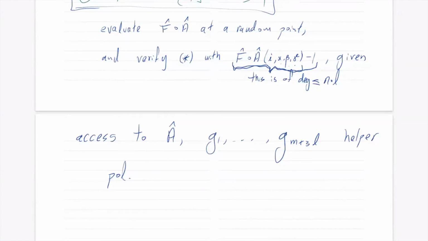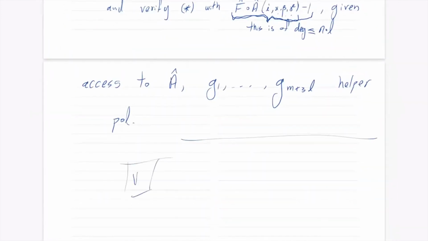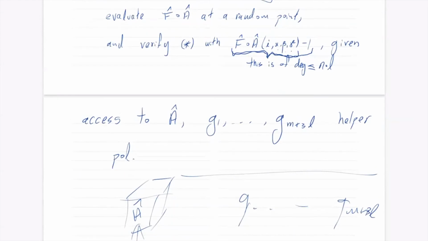Okay. Yeah, so is this fine? So I have access to A hat and to these G's. And I use the access to A hat to compute A hat of alpha and A hat of beta and A hat of gamma. And then I plug everything into the formula that I have for F hat that I got from being given the Boolean formula for F. So I evaluate at a random point, I evaluate all the G's at the same point, and I verify this star equation.